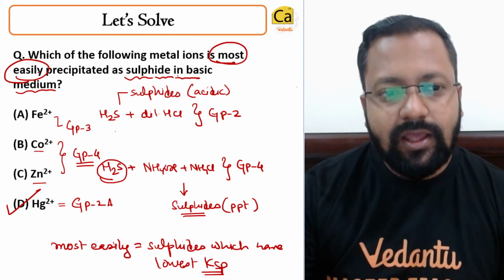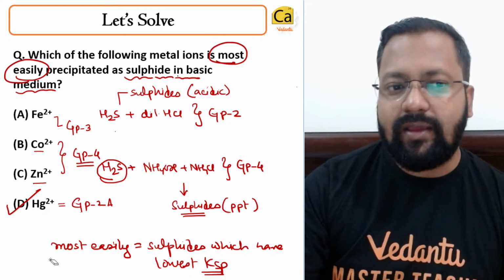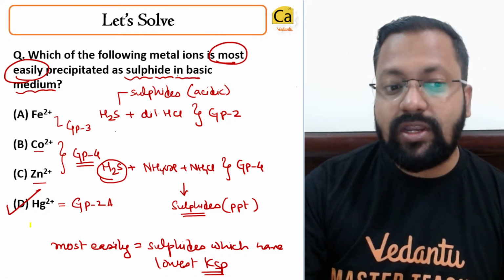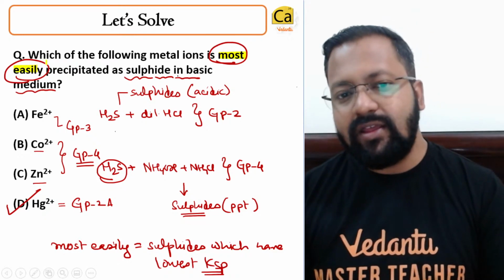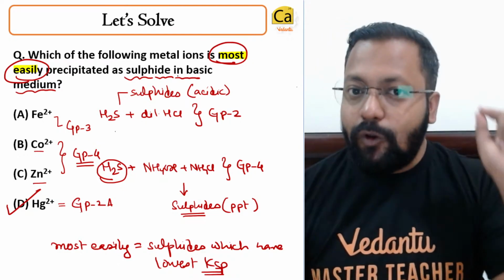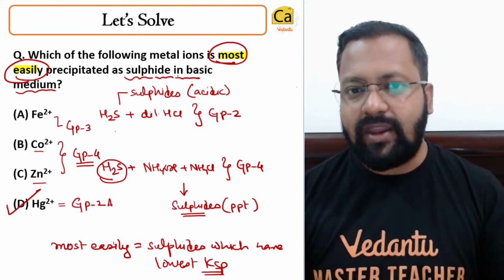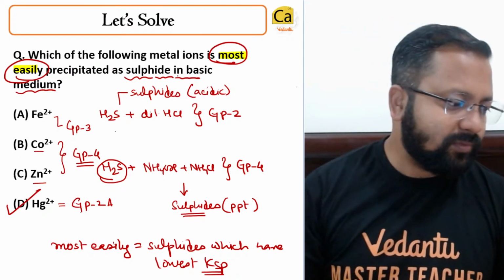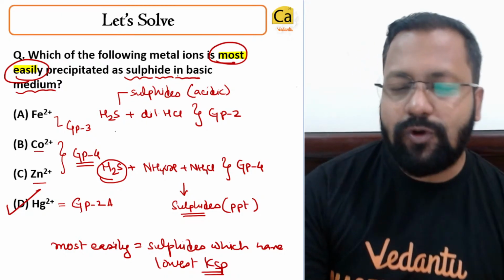Is that clear? The question is not which ions are precipitated as sulfides in basic medium. The question is different. The most easily precipitated would be the ones which have the lowest solubility product, and the lowest solubility product sulfides are the ones which appear in group 2. Clear? Chalo, let's go on to the next question.